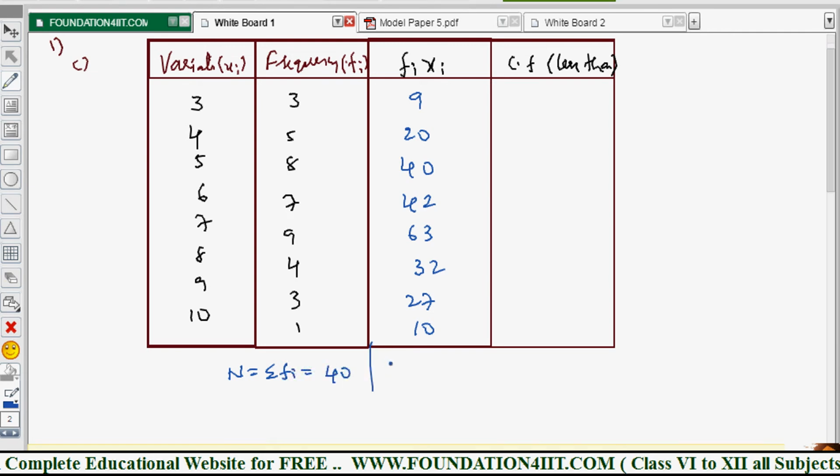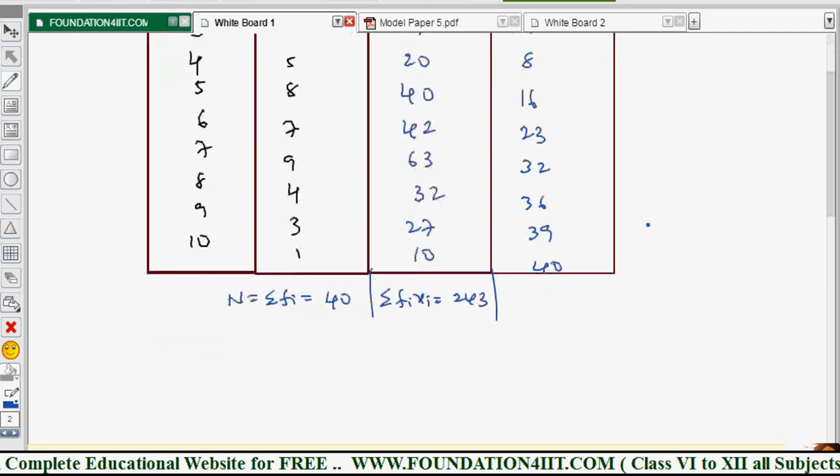And from this column, sigma fi xi, we get 243 if you add the total. And for less than cumulative frequency, the first number comes from the frequency itself. The first number is 3, and 3 plus 5 is 8, and then 16, 23. Just add: 32, plus 4 is 36, plus 3 is 39, and 40. This last number is nothing but the n value. Now using this data we can find out the mean, median, mode.